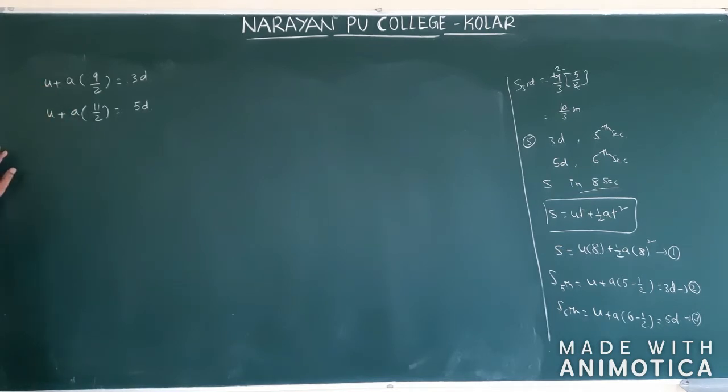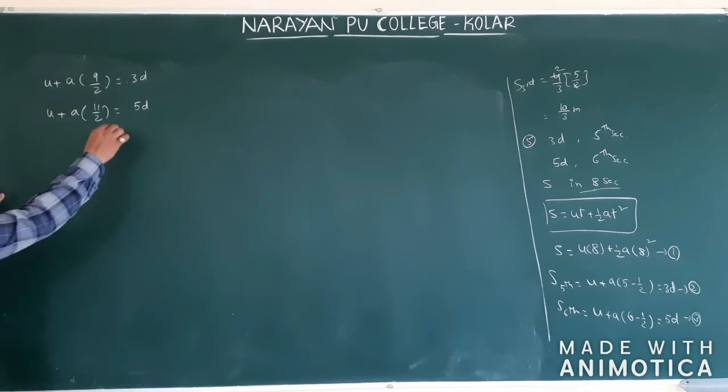Two equations, two unknowns. What do you have to do? You have to subtract one from the other, so you will get either u or d. We have to find u or a, and the answer is there in terms of d.